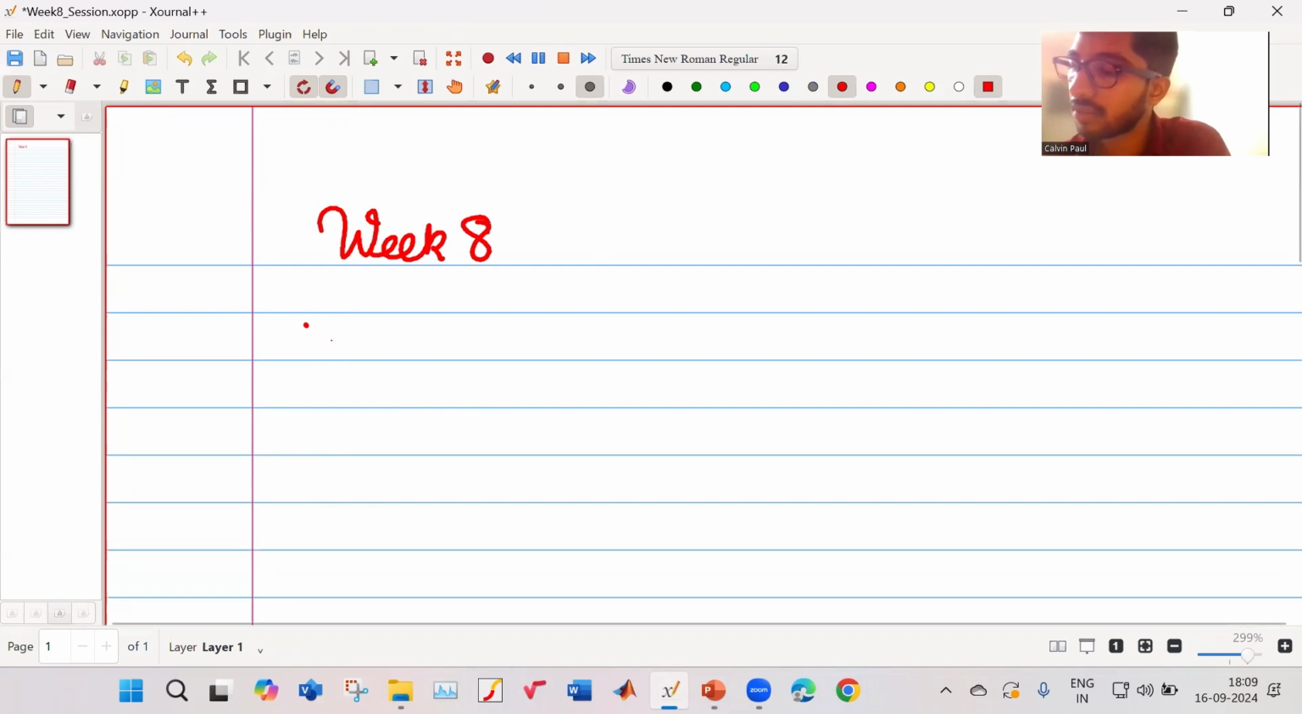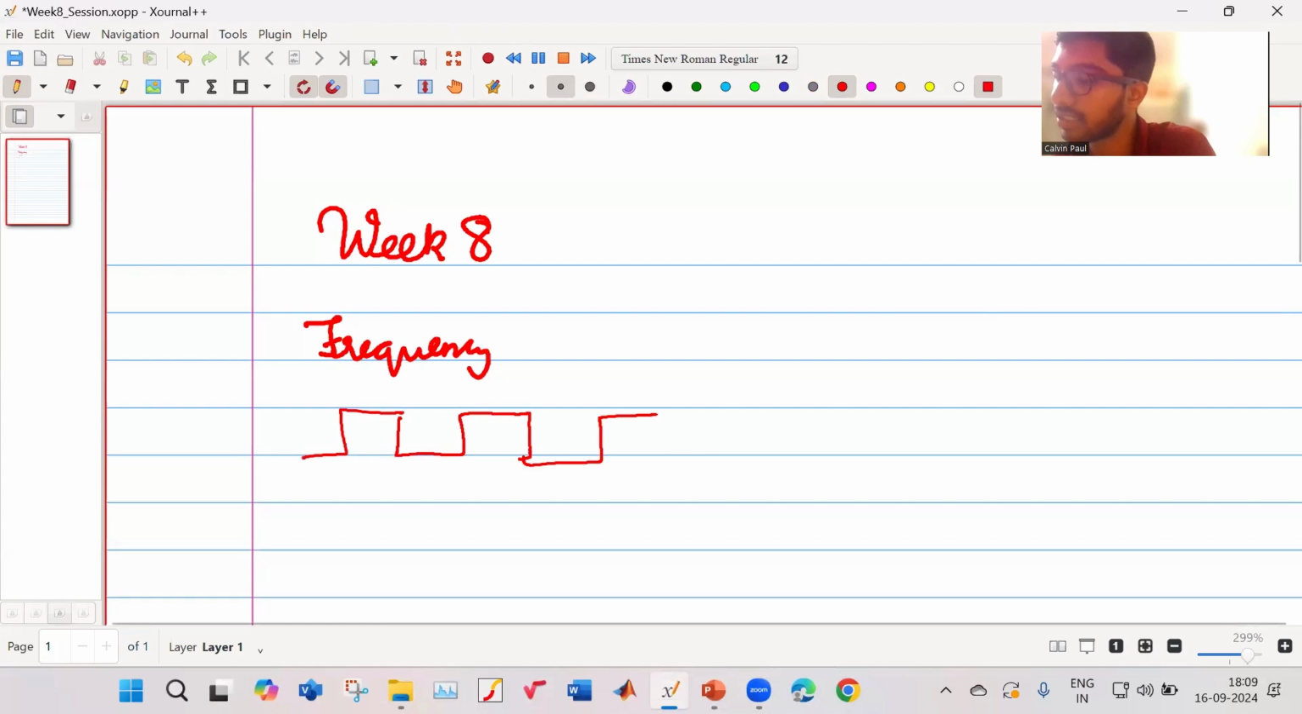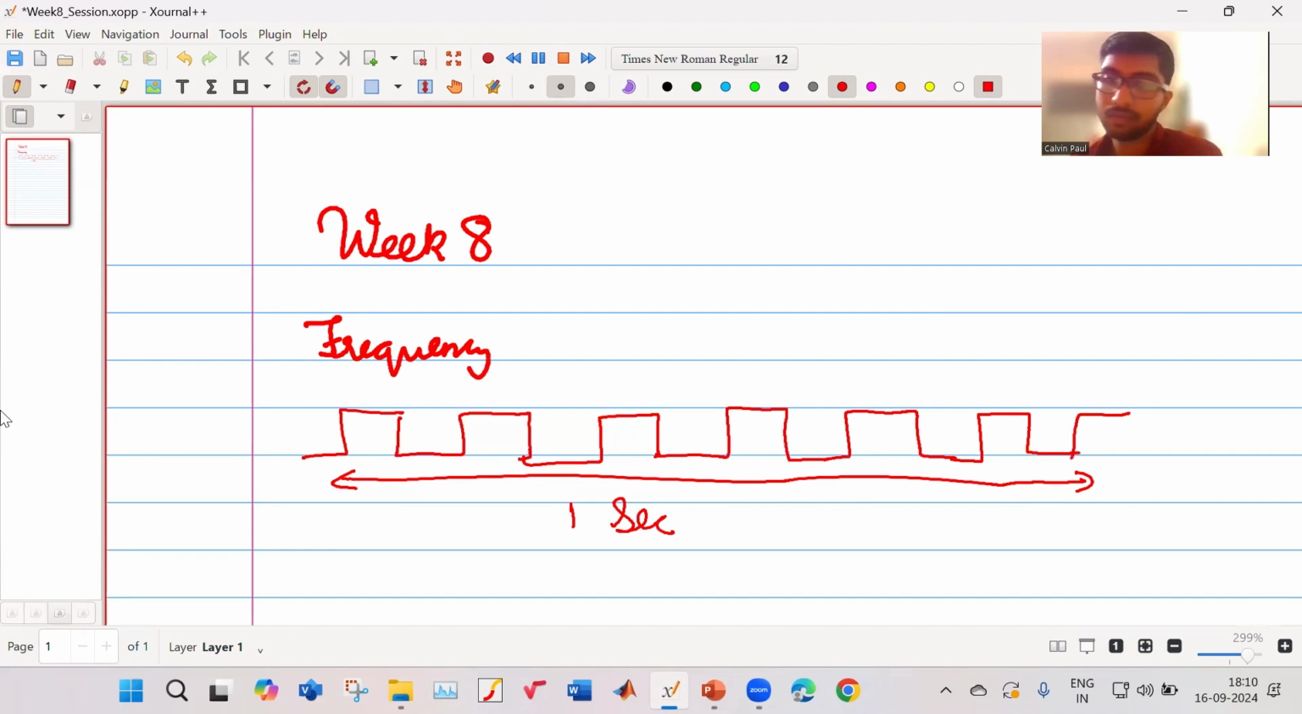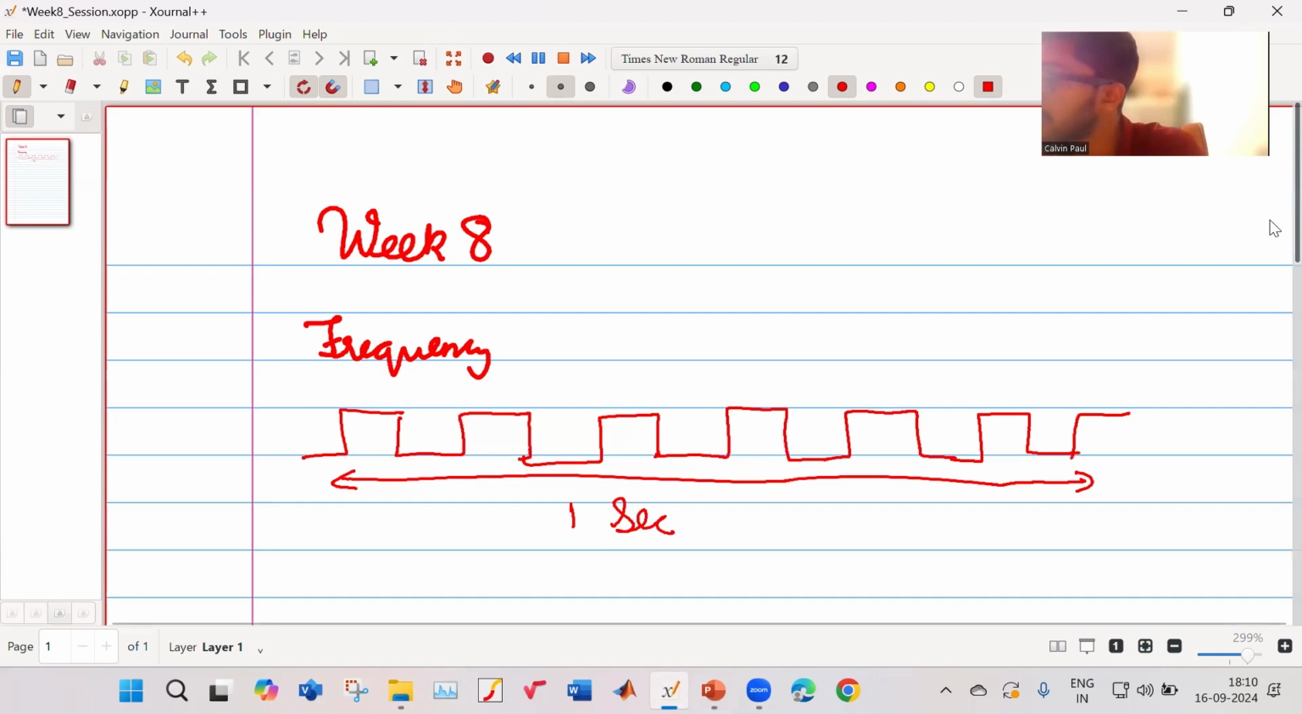So now, what do you mean by frequency? Say we have a certain signal, like this one. And this pattern happens, and this time is, say, 1 second. Can you tell me what the frequency of the signal is then? What would you say is the frequency of the signal?